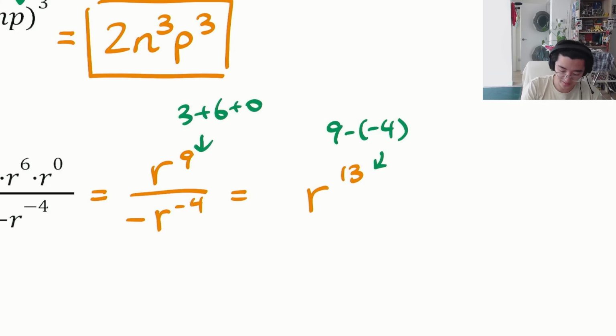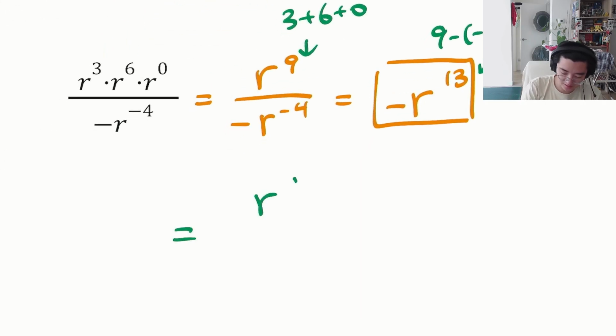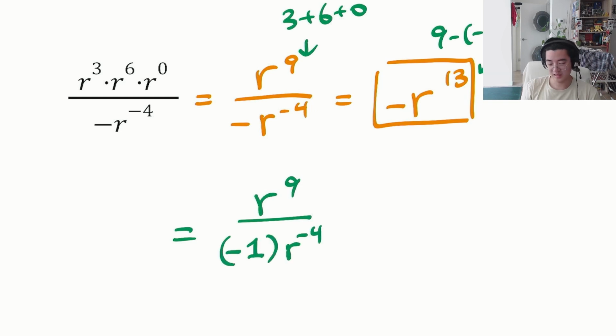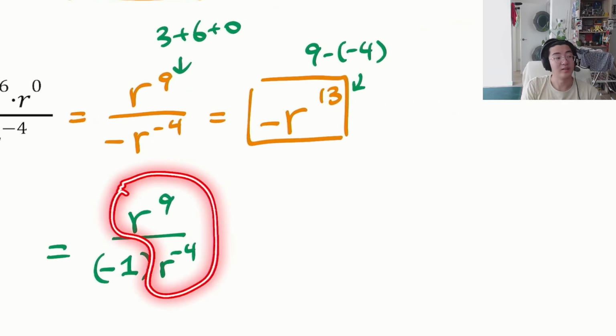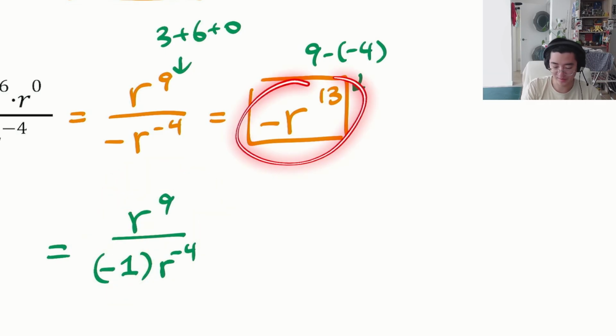And of course, can't forget about the negative sign in front. I always remember the negative sign here, because this doesn't just disappear. Right? Because we can really think of this fraction as r to the power of 9 divided by negative 1 times r to the power of negative 4. Right? So when this part is all undone, when this part is r to the power of negative 13, or r to the power of positive 13, we're still multiplying everything by negative 1. Hence why there's a negative sign here.